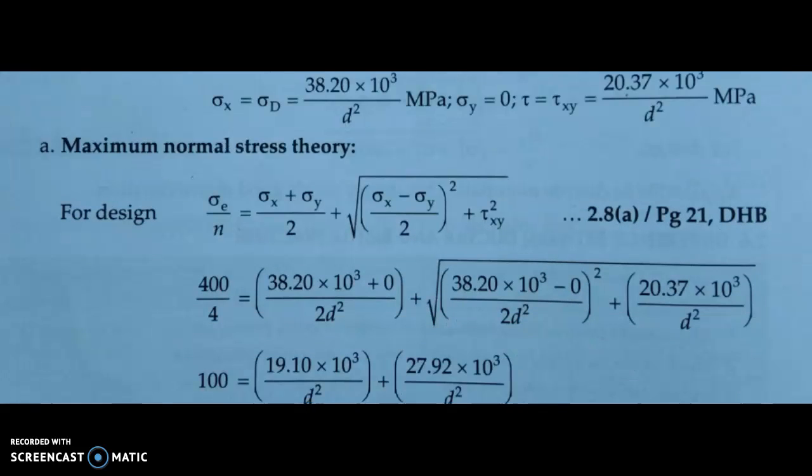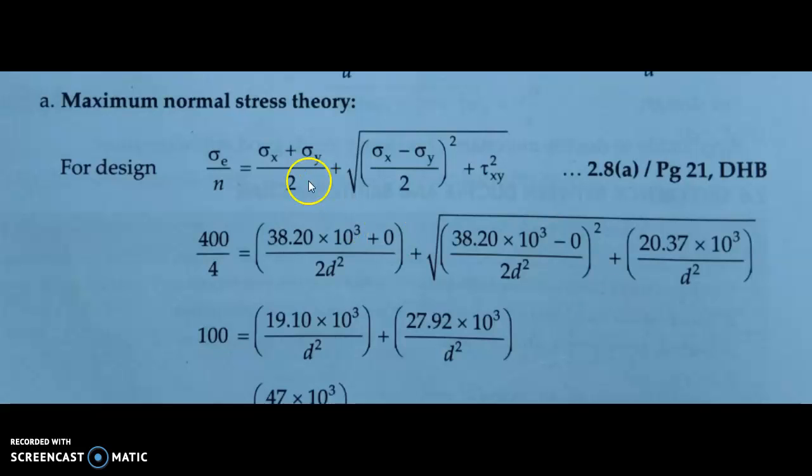First of all, we can take the maximum normal stress theory. What is that maximum normal stress theory? For a safe design, sigma E is equal to sigma x plus sigma y divided by 2 plus root of sigma x minus sigma y divided by 2 whole square plus tau xy whole square. This is sigma E according to normal stress theory.